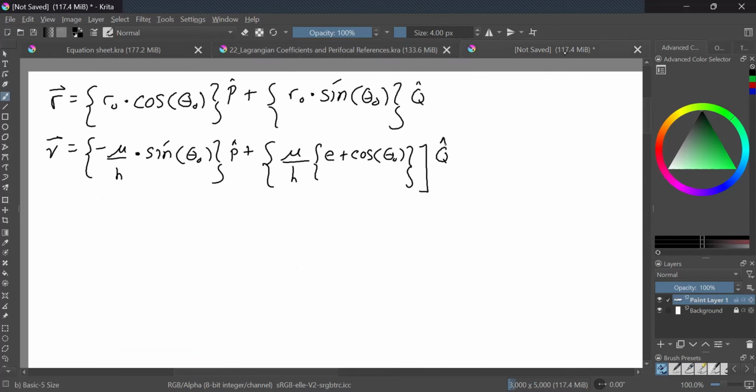So we're going to come over here to actually do all of our writing for this video. And I have taken the liberty of just copying down the radius and velocity equations from the previous video. So they're all right here, nice and neat. You will see that we have two equations that are in terms of P and Q, actually.